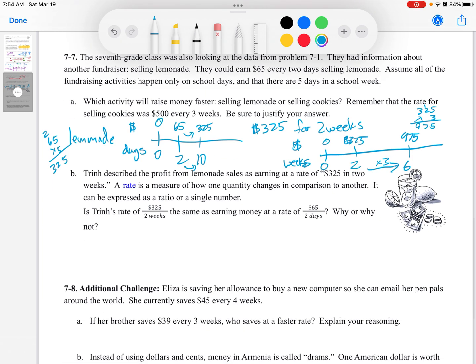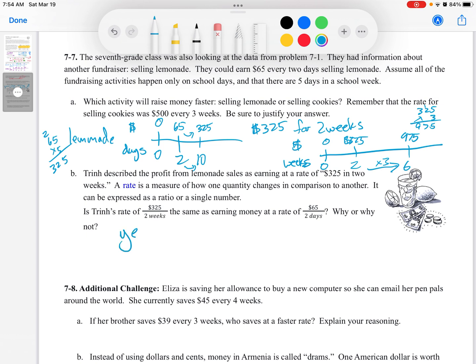So in part B, Trin described the profit from lemonade sales as earning a rate of $325 in 2 weeks. We did do that, right? A rate is to measure how one quantity changes in comparison to another. It can be expressed as a ratio of a single number. Is Trin's rate of $325 in 2 weeks the same as earning money at a rate of $65 in 2 days? Why or why not?